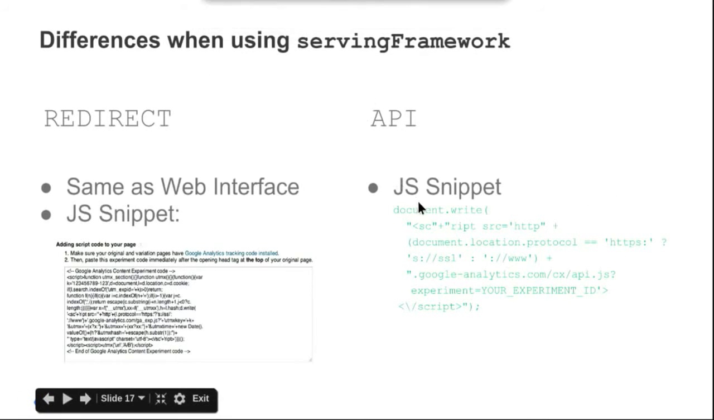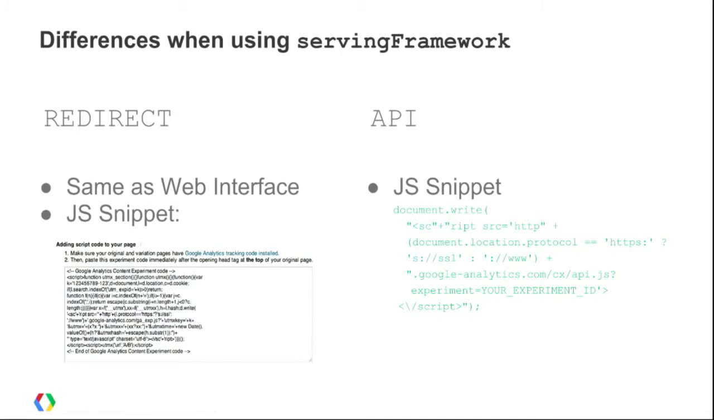If you set it to API, the serving framework, then you end up with a JavaScript snippet that's more intended to use when you're creating the experiments outside of the web interface. And it provides you with this helper JavaScript snippet that you would want to use as part of your implementation in the content for the content experiment. So those are the two differences.